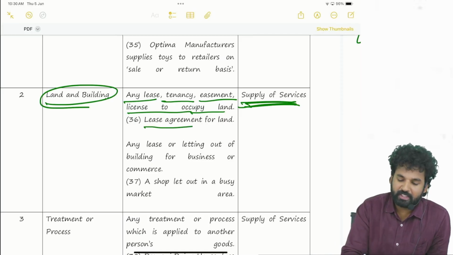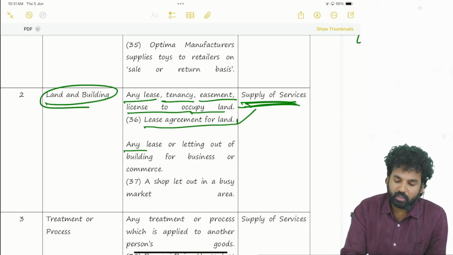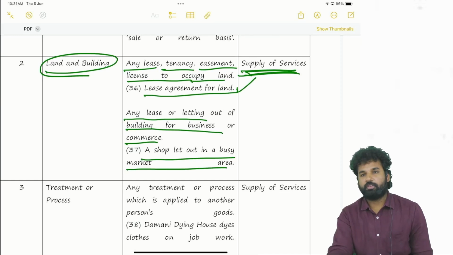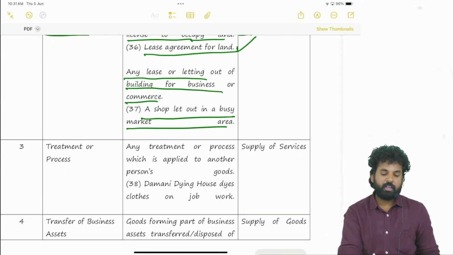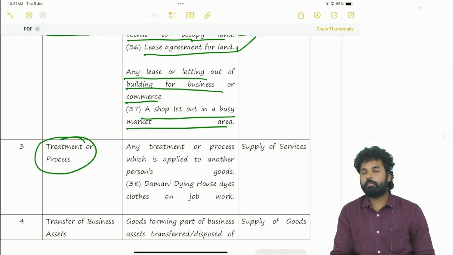Okay, next, lease agreement for land is a supply of service. Okay, next, any lease or letting out of building for business or commerce, a shop let out in the busy market area is a supply of service. Right? Next, treatment or process.